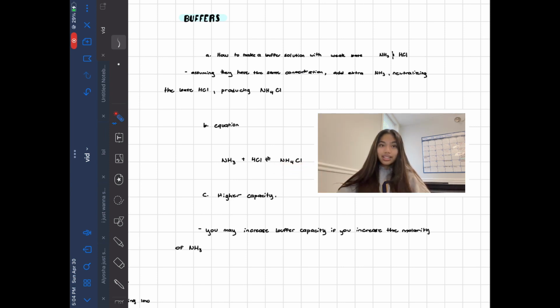It would be our last task, and we could describe how buffer capacity may be increased. You can increase buffer capacity if you increase the molarity of NH3. It just has to have a higher molarity than HCl, then the buffer capacity would be much larger.